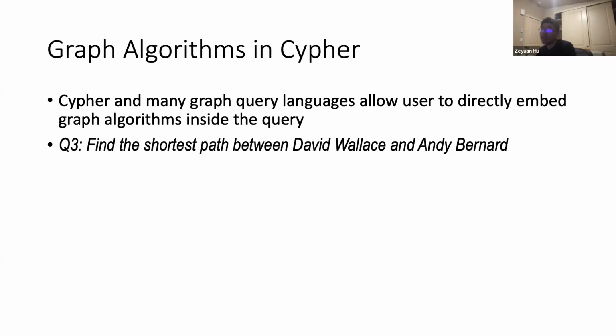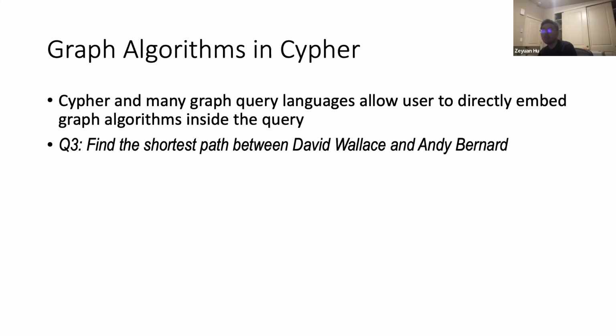So actually, you can. There's one more. We already talked about two features. One is graph pattern matching, and then there's navigational graph. And then one significant feature of Cypher, or any graph query language, is that you can directly use graph algorithms inside the query. Cypher and many query languages allow the user to directly embed a graph algorithm inside the query.